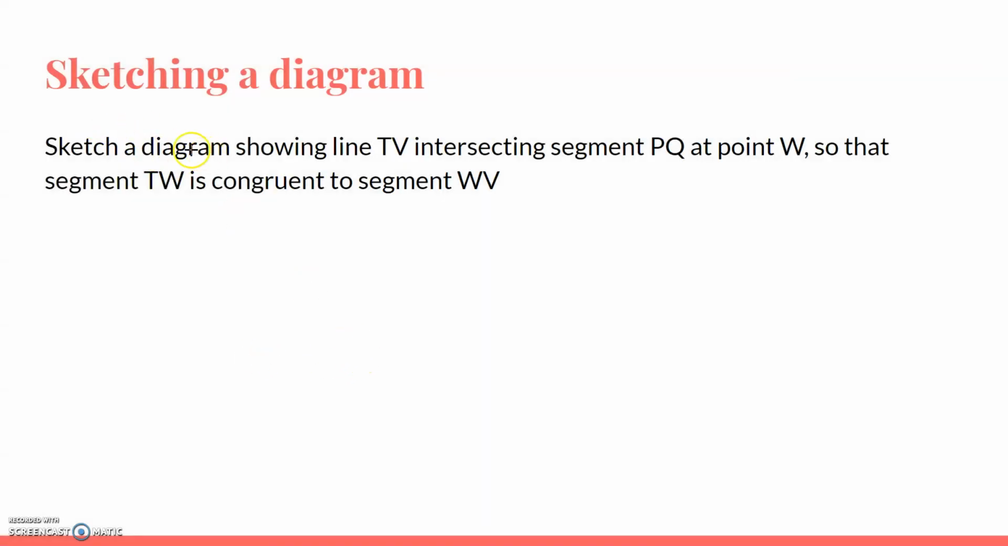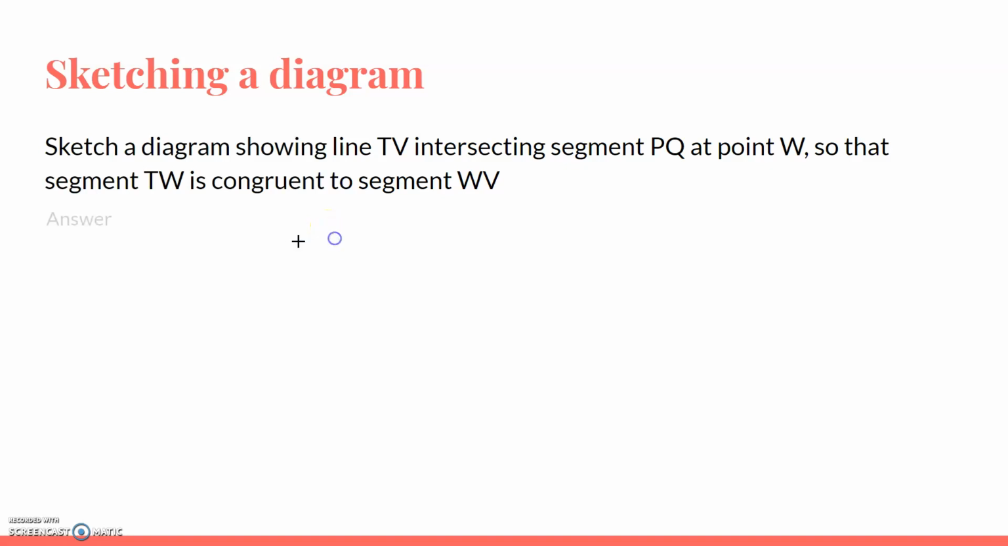So next, sketch a diagram showing line TV intersecting segment PQ at point W so that segment TW is congruent to segment WV. Alright, so pause the video, give it a shot, come back for the right answer.